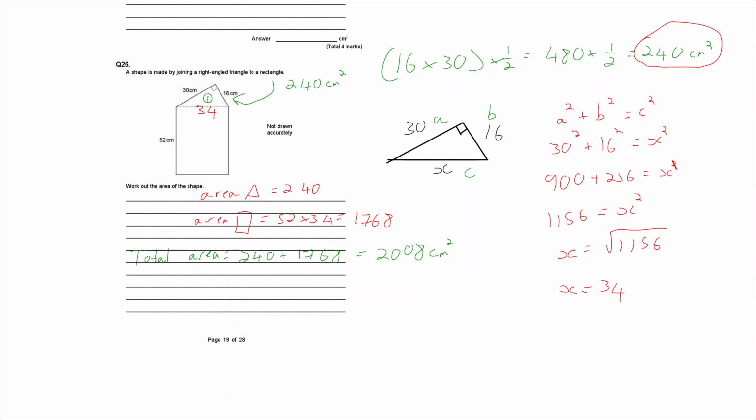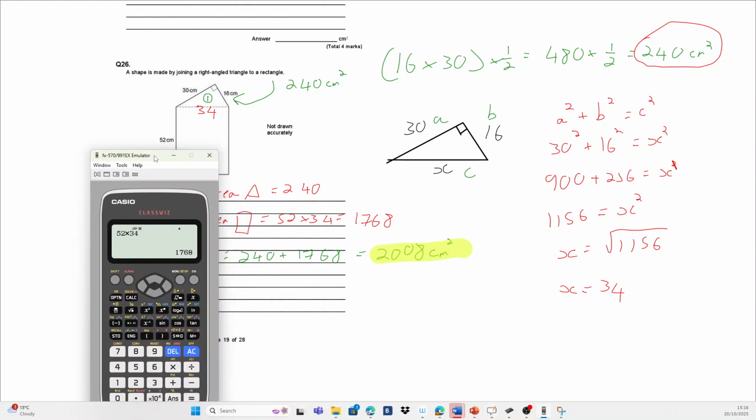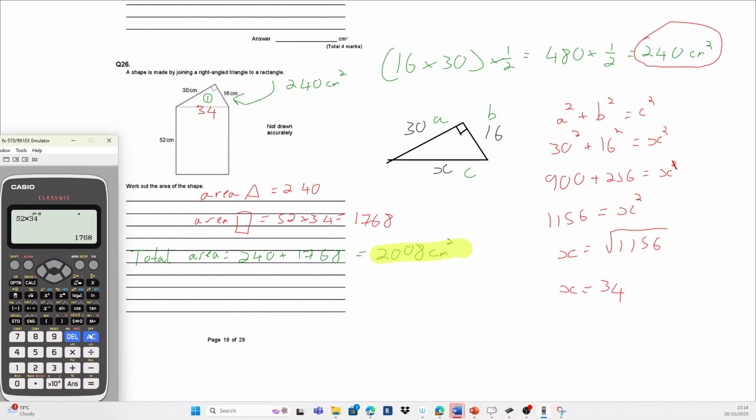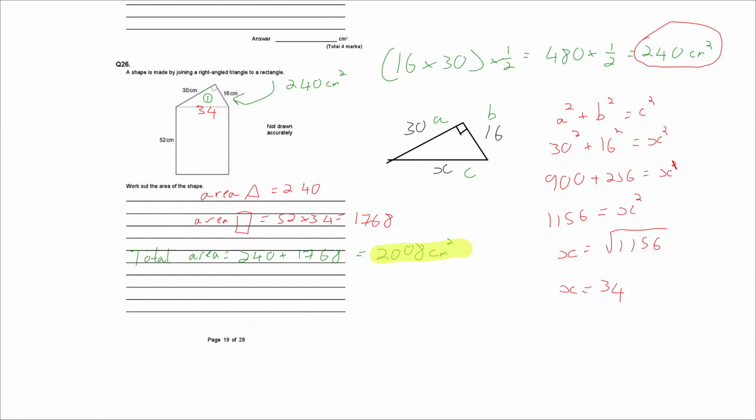Yeah, that looks, I'm just going to put it into the calculator to double check, but that looks absolutely fine to me. This here is looking like my answer. So let's double check this. I've got 240 add 1768. 2008, perfect. We're looking good. Okay.